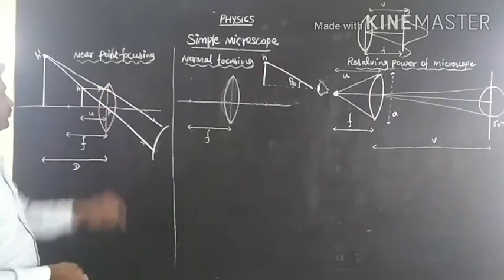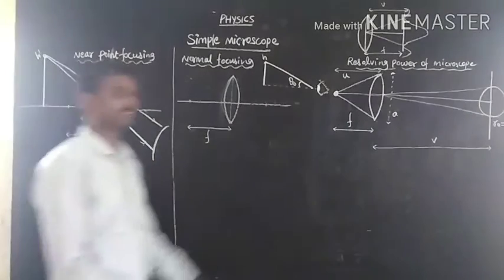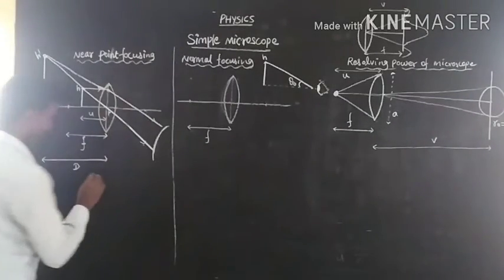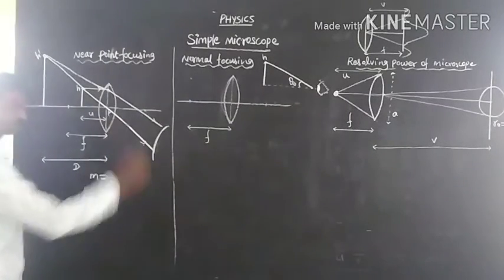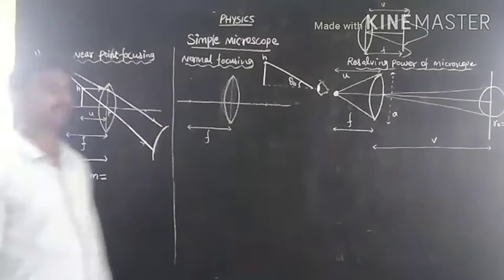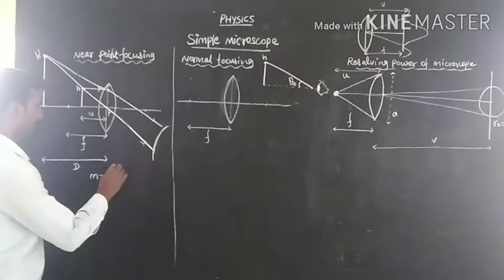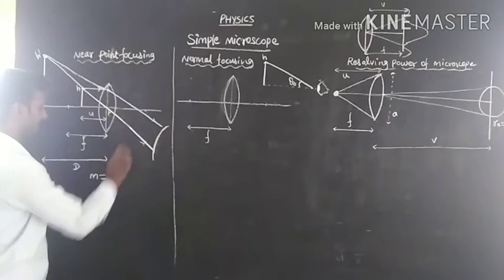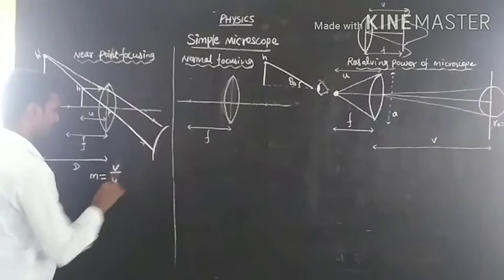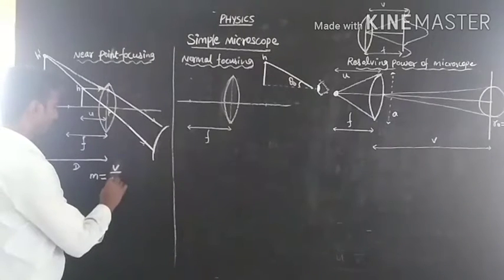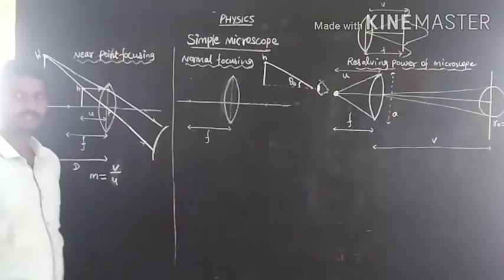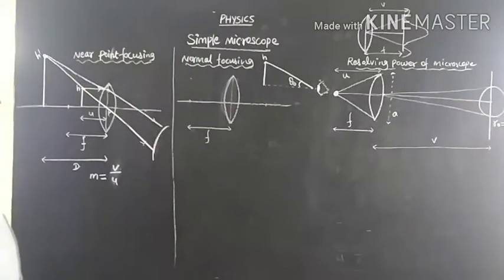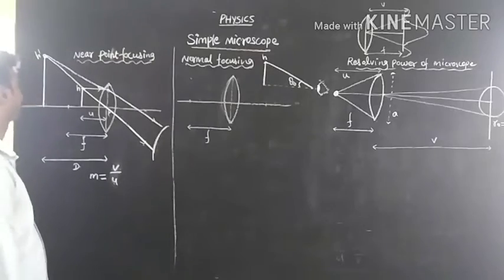So for the near point focusing, the image is formed at a finite distance. Then the magnification of the lens M is equal to, you know very well the formula of magnification, U by V, sorry, V by U. So it is the ratio of the position of the image to the position of the object. So M equals V by U.